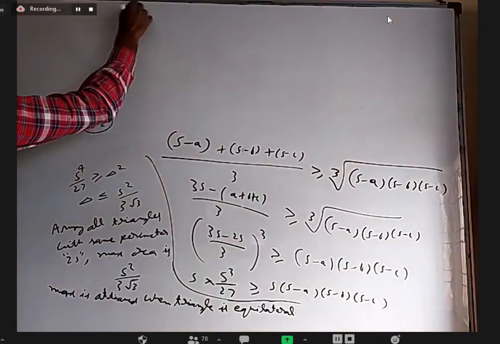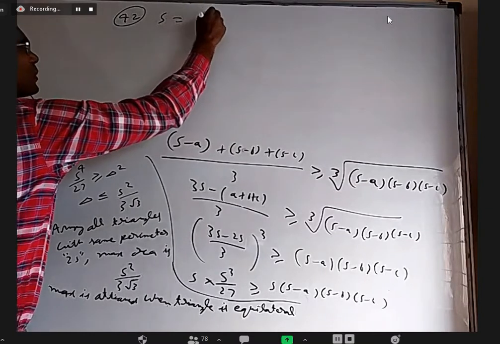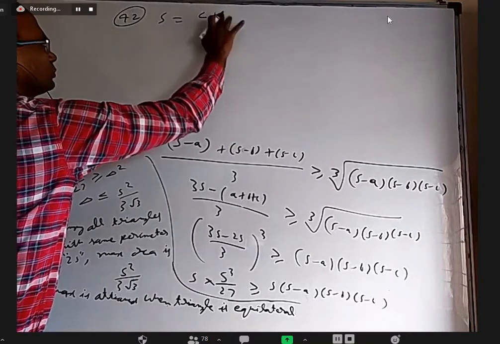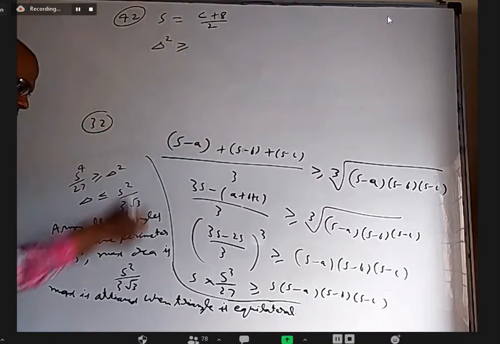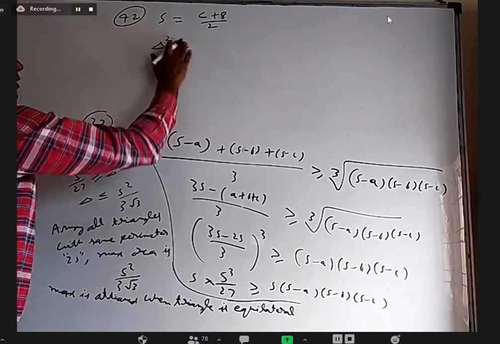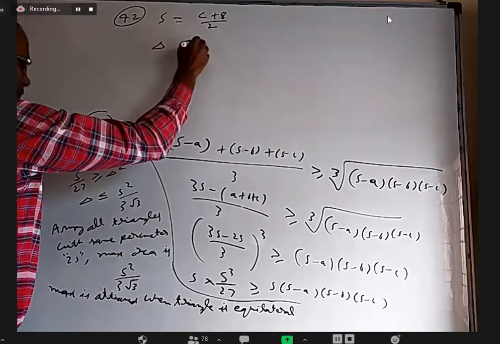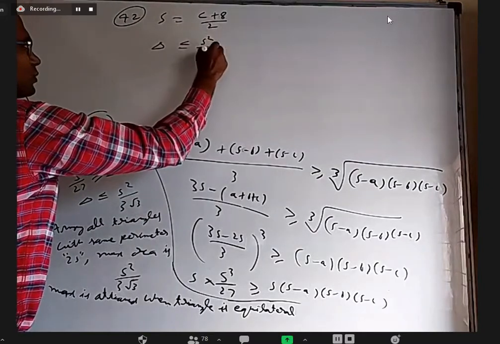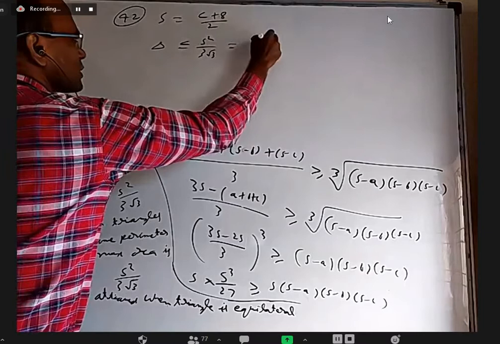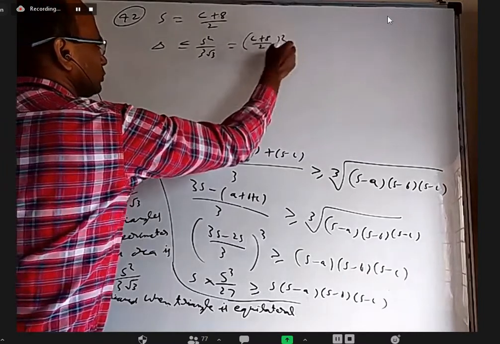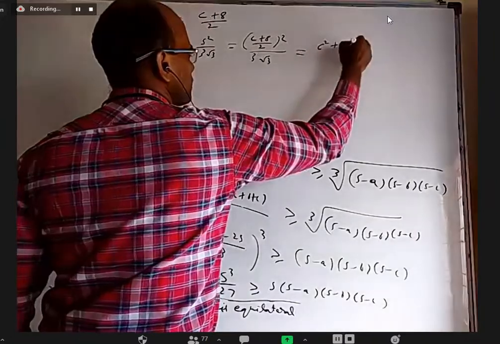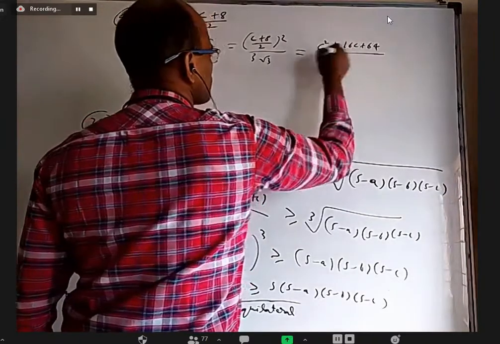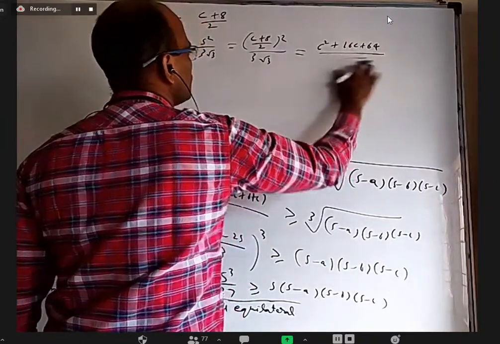Okay, in 42, s will be (c plus 8) by 2. And delta square is, just now, delta is less than or equal to, sorry, s square by 3 root 3. And s is ((c plus 8) by 2) whole square by 3 root 3. When expanded, (c square plus 16c plus 64) by 12 root 3.